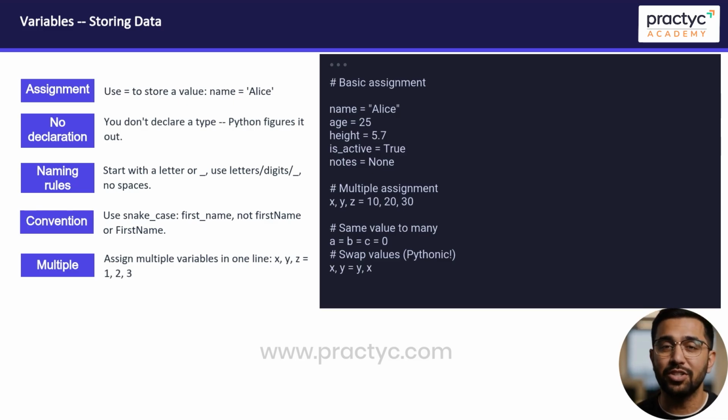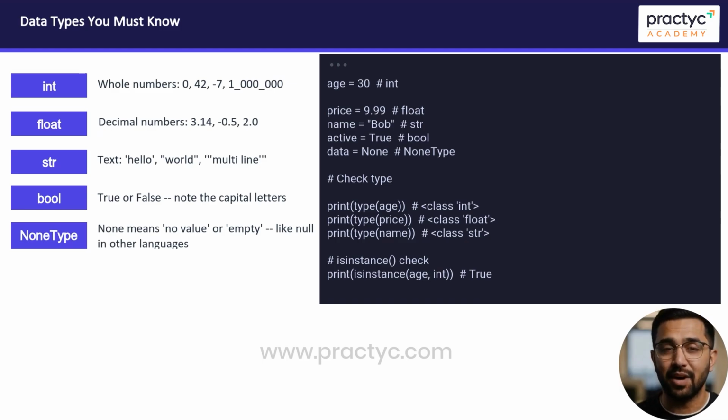Assign multiple variables in one line: x, y, z equals 1, 2, 3. Swap values easily: x, y equals y, x. Understand key data types in Python. Integer for whole numbers, float for decimals, string for text, boolean for true or false, and NoneType for no value. Use type to check a variable's type and isinstance to verify it.